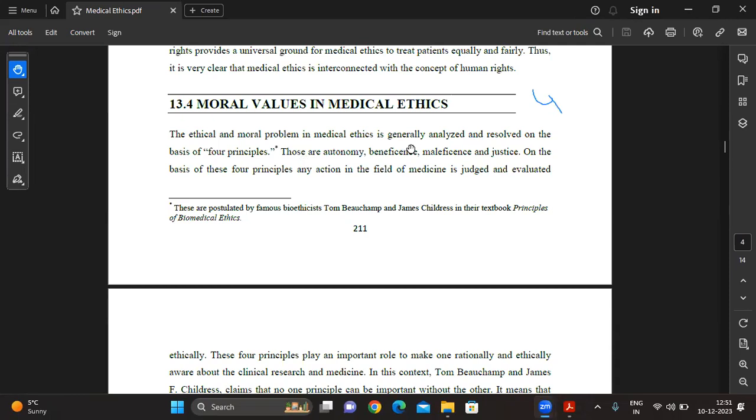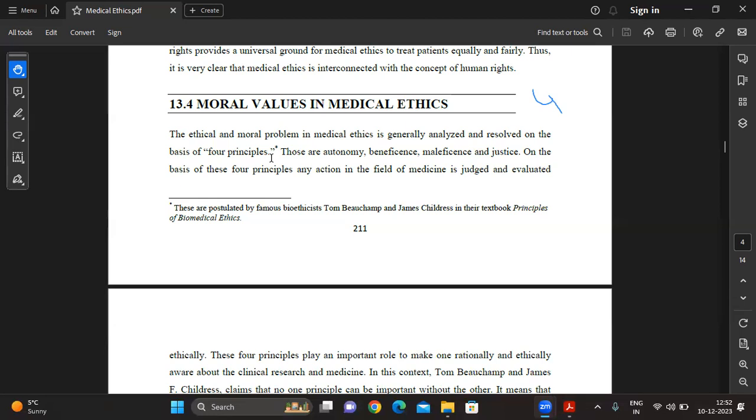The ethical and moral problem in medical ethics is generally analyzed and resolved on the basis of these 4 principles. तो जो भी problems है medical ethics में, उनको analyze किया जाता है using these 4 principles. जो भी प्रॉब्लम है, आप समझे abortion है या surrogacy है. Surrogacy is when a couple, let's say, want a baby, they cannot have a child, or for example they don't want to have a normal pregnancy. What they do is they ask somebody else, or they pay somebody else to have their child. So it's almost like you are renting a womb.